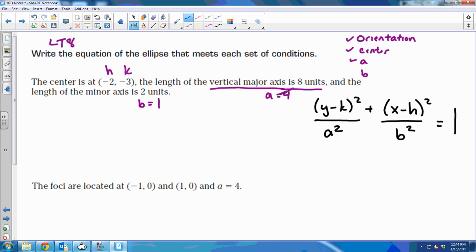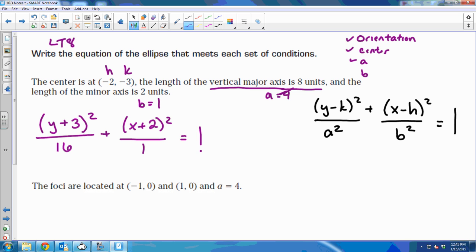So it's vertical, but it doesn't have to go first. You could change the order if you wanted to. A equals 4, half of 8. So, here's our equation. (y plus 3) squared over 16 plus (x plus 2) squared over 1 equals 1. That's it, you're starting the equation.